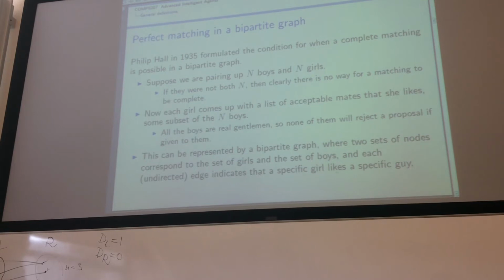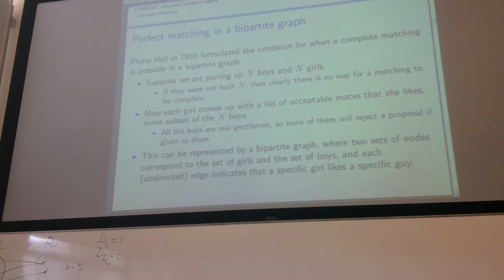Now note that if we have unequal numbers of boys and girls, then obviously we cannot have a perfect matching. Right? At best we can only fully match the smaller set of nodes. So the graph must be balanced to have a perfect matching, but even then it is not guaranteed that a perfect matching exists. So now assume that each girl has some list of acceptable mates, so that's the guys that she likes, more or less. We do not distinguish at the moment. Is it more or less?